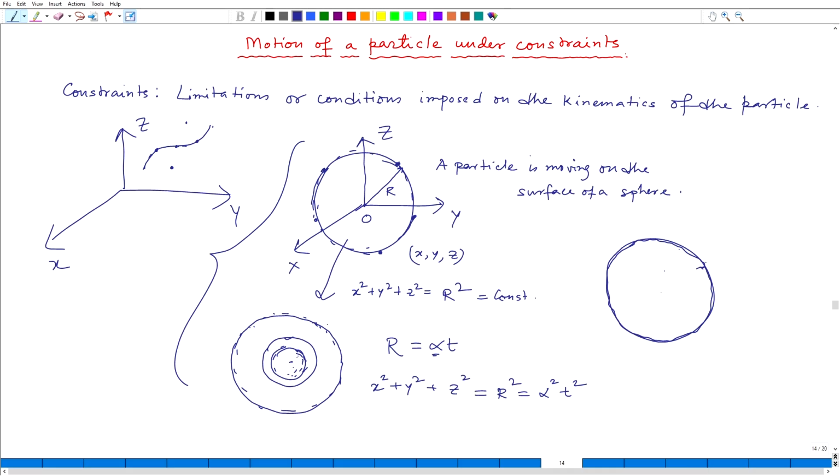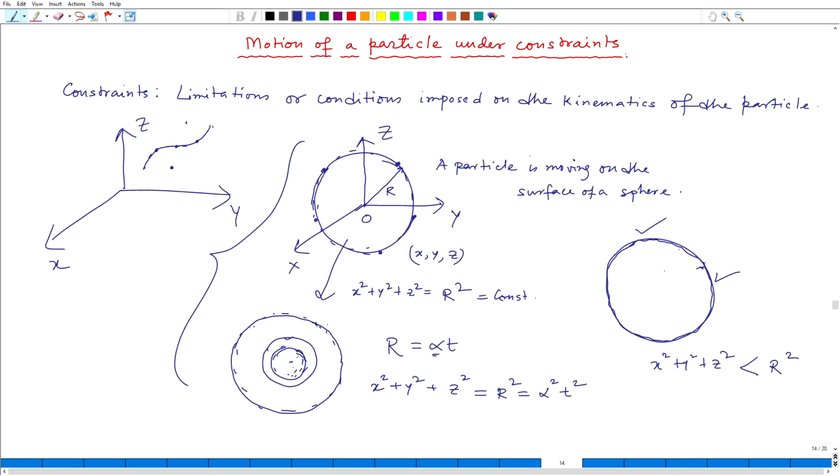Then in order to survive and continue its motion, the particle should not touch the surface, but should always be inside the surface because the surface is rigid. How to then impose the constraint? The constraint should look like this: for that particle, x square plus y square plus z square will be strictly less than r square, okay. And this is also true whenever the sphere is changing its shape with time.